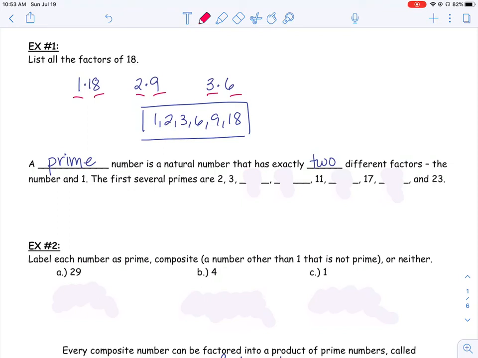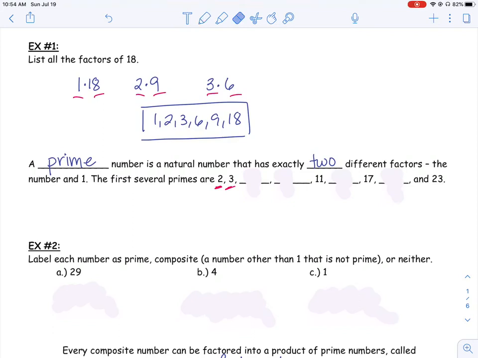All right, a prime number is a natural number that has exactly two different factors. So there's only two numbers that multiply to come up to that number: that number and 1. For example, 2 is a prime number because the only numbers that multiply to 2 are 2 and 1. 3 is a prime number. 1 times 3 is 3. Those are the only factors of 3.